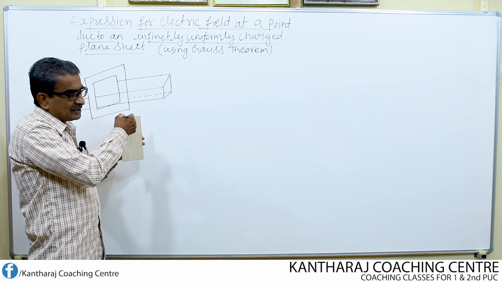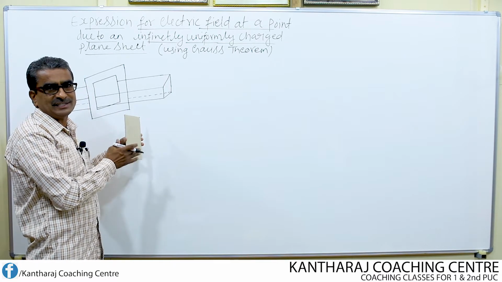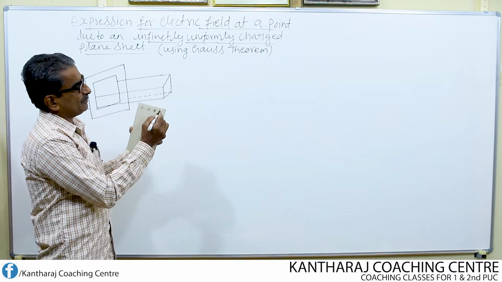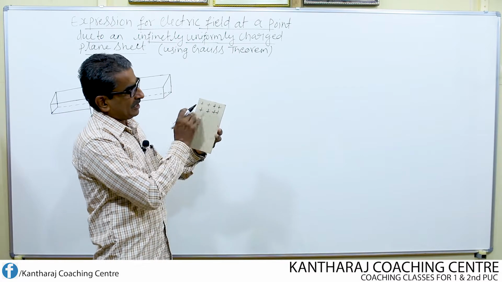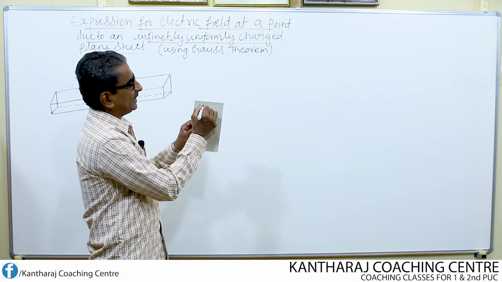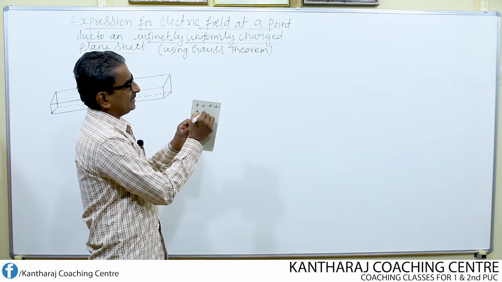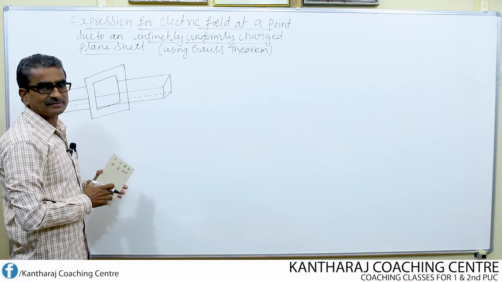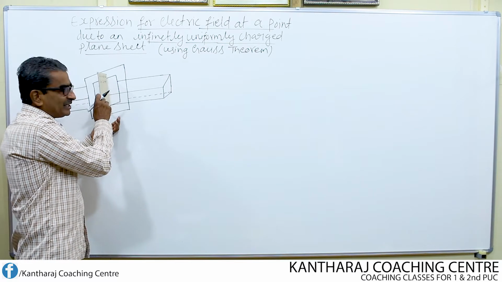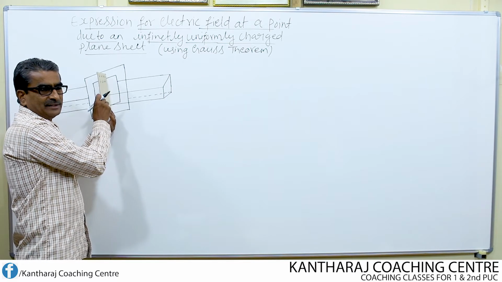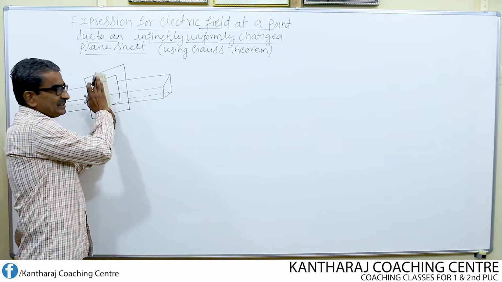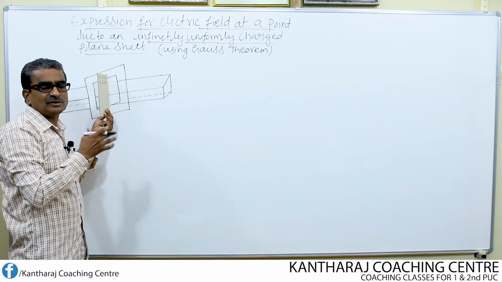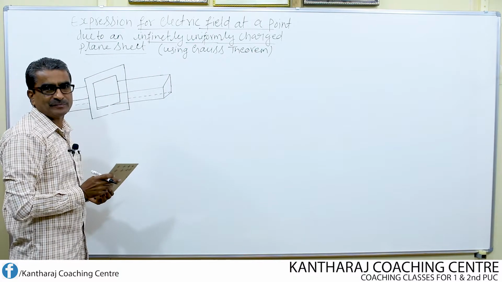If you give charge to this conductor, we know that the charge gets distributed on either side like this. If you give positive charge, on either side, this side and also on this side, it gets distributed uniformly. So that is what we have considered here. I took one charged sheet, understand? Then due to this charged sheet, at a certain distance from it, what is the electric field? That we have to determine using Gauss theorem.